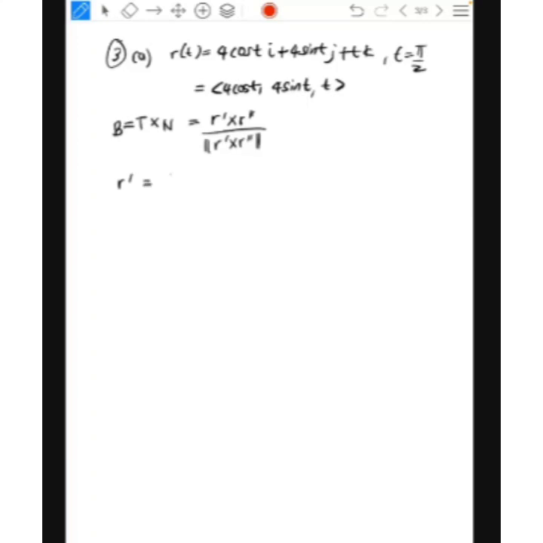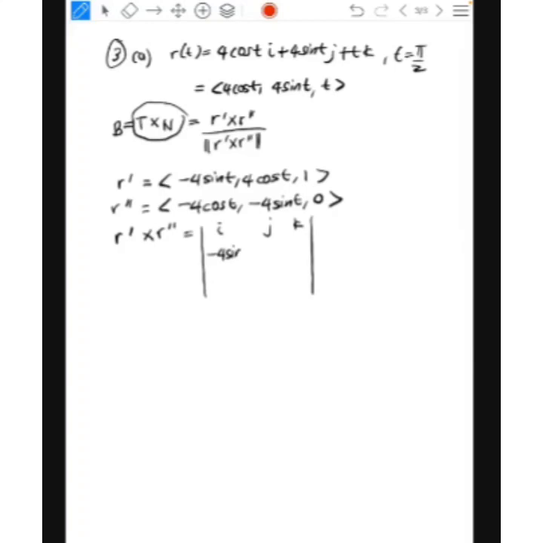So basic cos becomes negative sin, basic sin becomes cos, and then basic t becomes 1. And then differentiate again the R prime to get the R double prime, which is negative cos T, negative sin T, and then differentiate 1 will be 0. And then you do the cross product. So the R prime is negative 4 sin T, 4 cos T, 1. Negative 4 cos T, negative 4 sin T, 0.